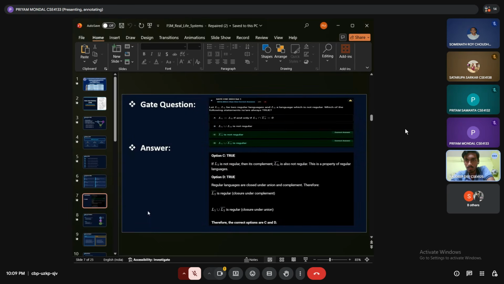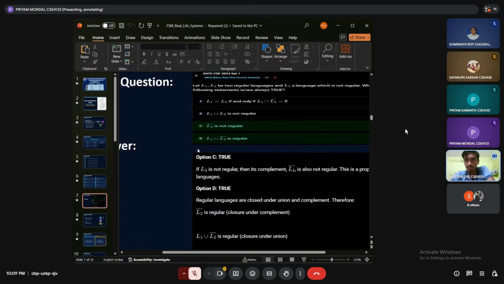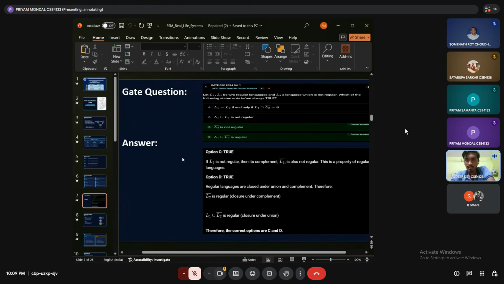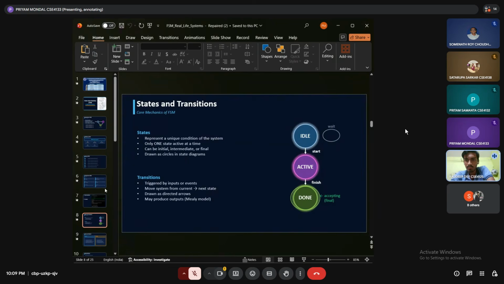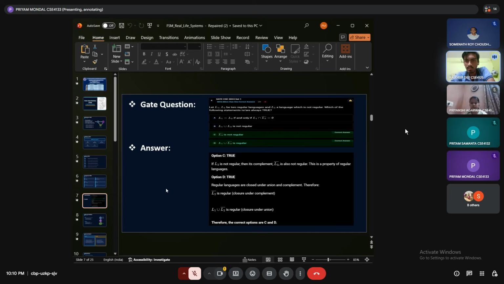Next slide, please. To test our understanding of these properties, let's look at a technical problem from a GATE exam. The question asks which statements regarding regular languages are true. The correct answers are C and D. This is because if a language is not regular, its complement is also not regular. Additionally, regular languages are closed under union and complement, meaning if you combine them or find their opposite, the result remains a regular language. So, next.